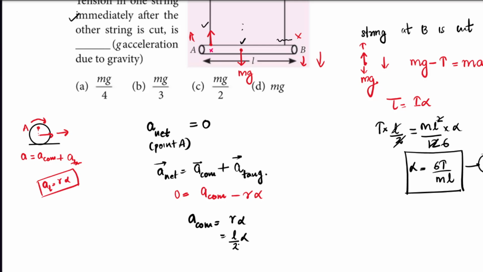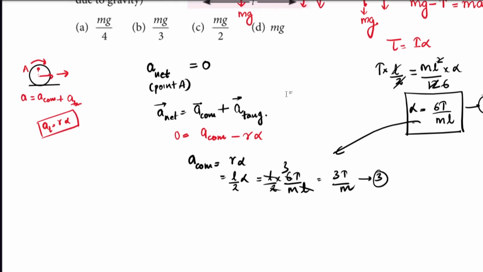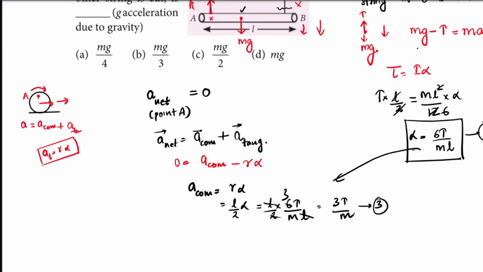Now, from this, I can substitute for alpha. So this becomes L by 2 into alpha, which is 6T by ml, and the L cancels out to give 3T by m. Let's call this equation 3.